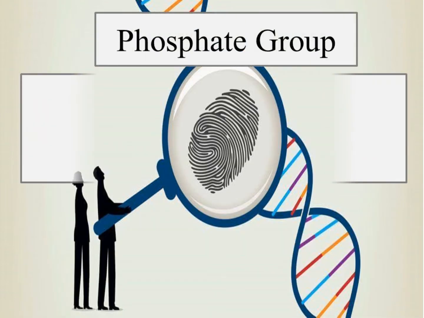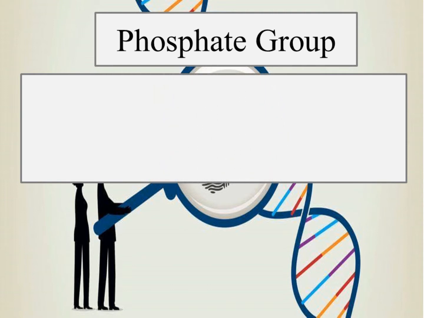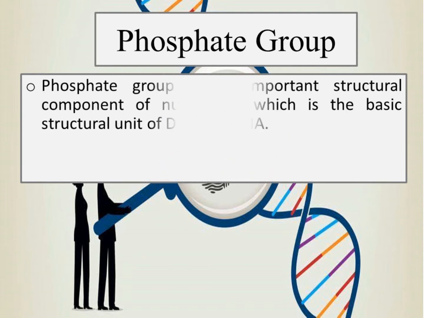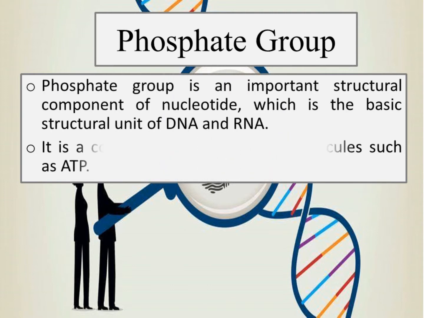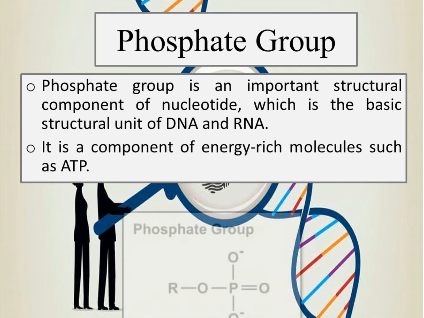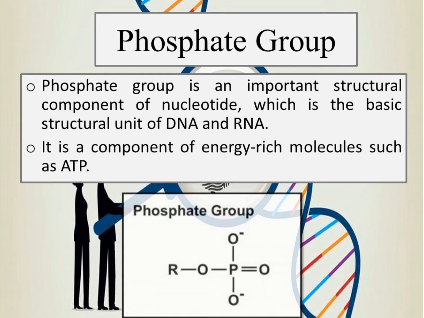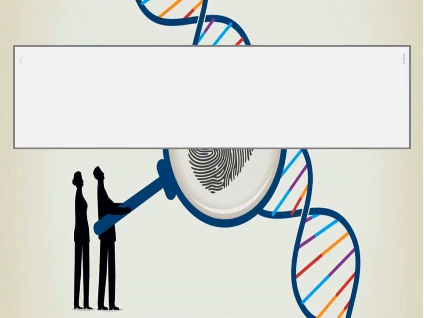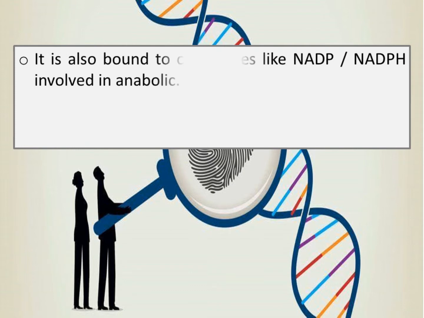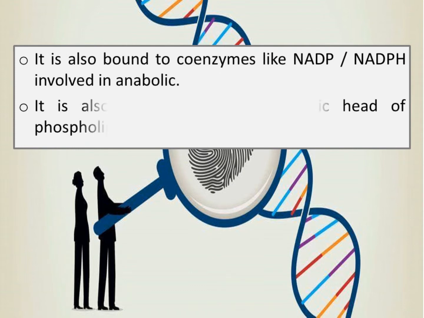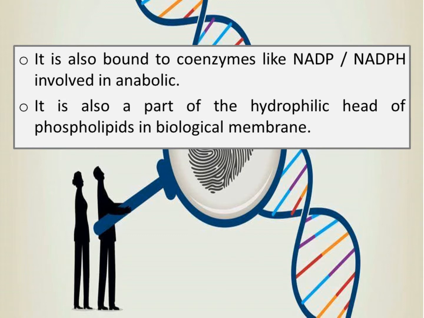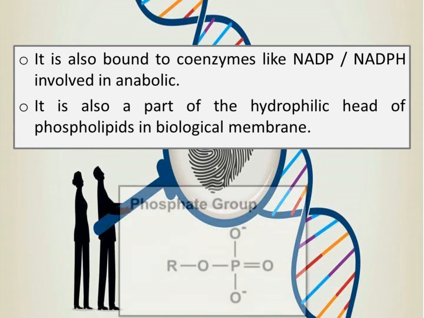Phosphate group. Phosphate group is an important structural component of nucleotide, which is the basic structural unit of DNA and RNA. It is a component of energy-rich molecules such as ATP. It is also bound to coenzymes like NADP and NADPH involved in anabolic reactions. It is also a part of the hydrophilic head of phospholipids in biological membranes.